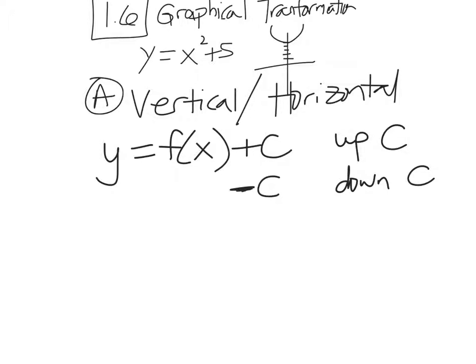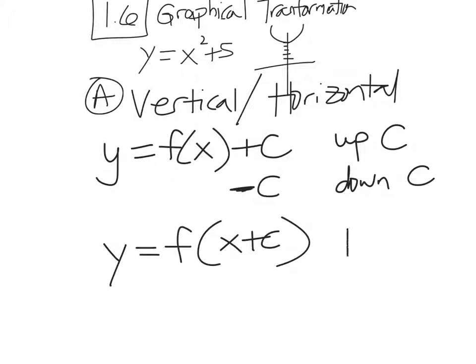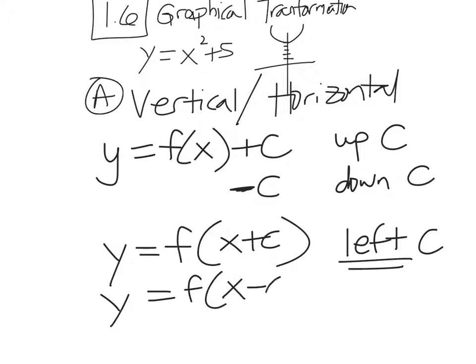Horizontal is a little different. Horizontal is if I take y equals f of x plus c, with the c inside of it, okay? That is going to shift it to the left, c units. To the left. It's the opposite. Whenever it's inside of the function, it's making it go the other way, left or right. If you have y equals f of x minus c, then that would be to the right c units.